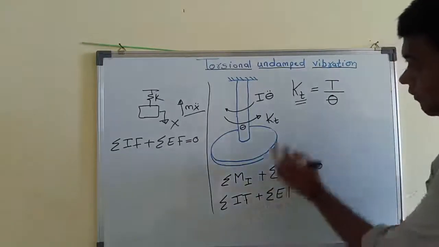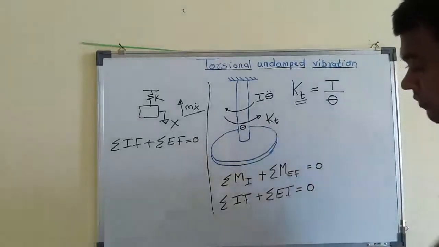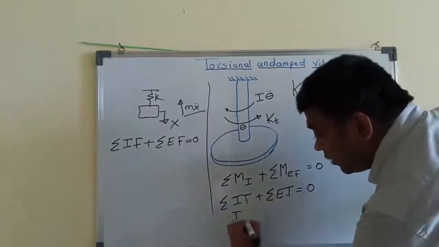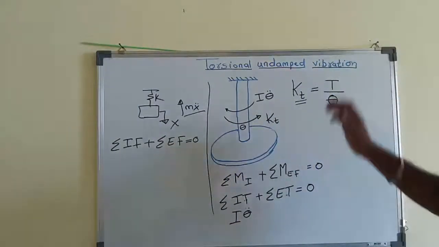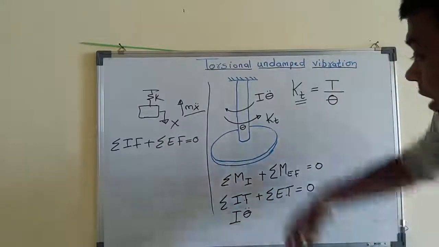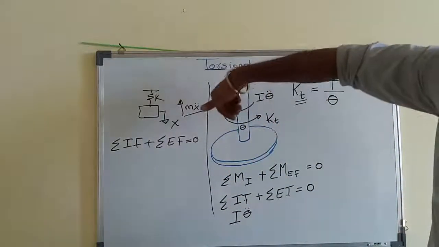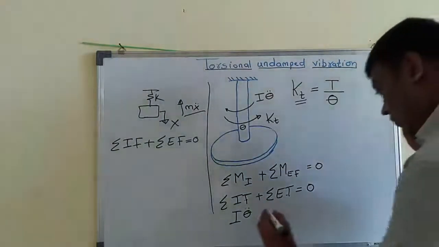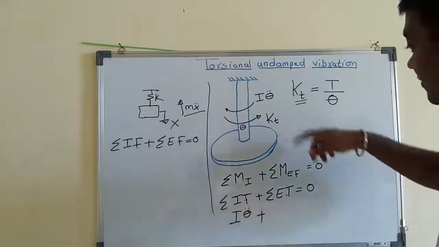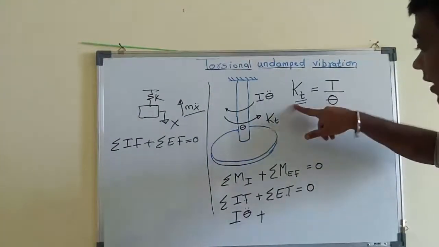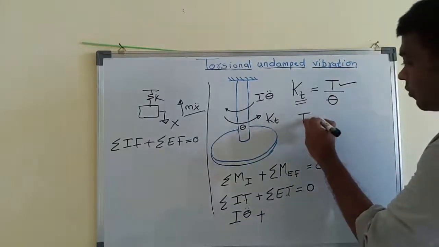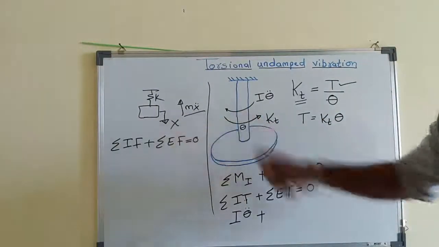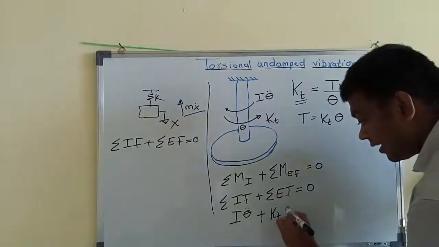So by this method, if we find out the natural frequency of this system, what is the inertia torque here? I theta double dot. That will always be positive. Why is it always positive? Because it is directed towards the mean position. You have displaced this clockwise, so it will act in the anticlockwise direction, so as to bring this disc back to the mean position. And what is the external torque? It is KT into theta, because this is the torque of the beam having stiffness KT.